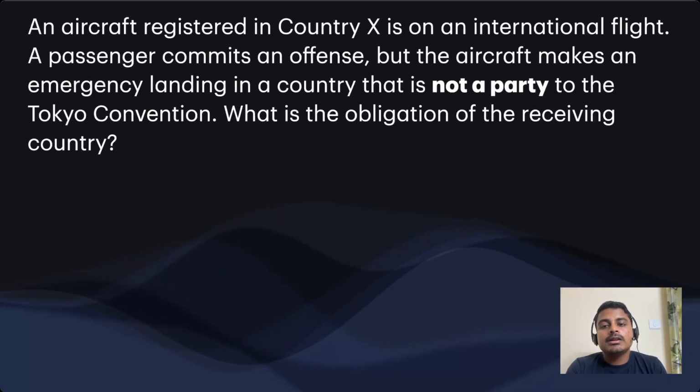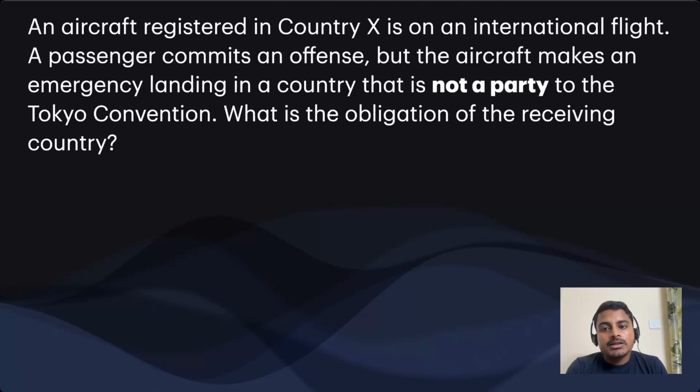Next, an aircraft registered in country X is on an international flight. So X is the country of registration, first thing. Second, a passenger commits an offense, but the aircraft makes an emergency landing in a country that is not a party to the Tokyo Convention.